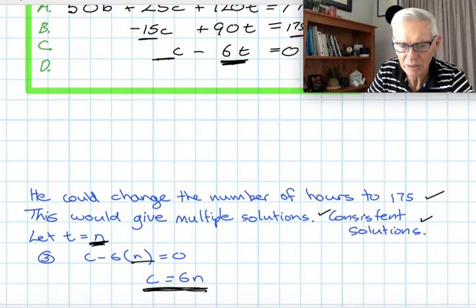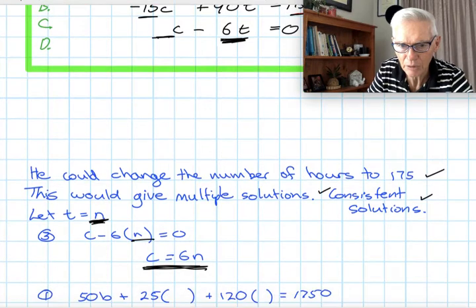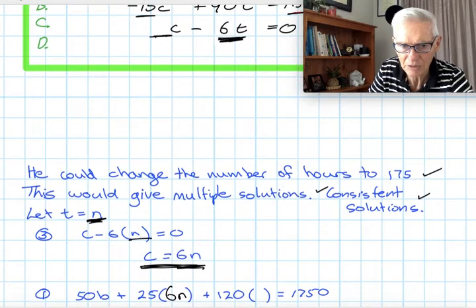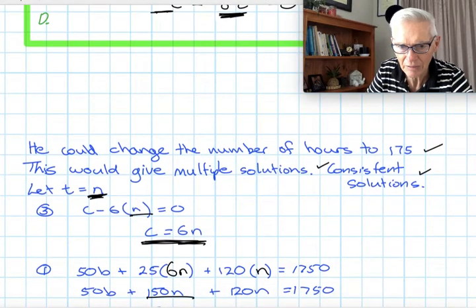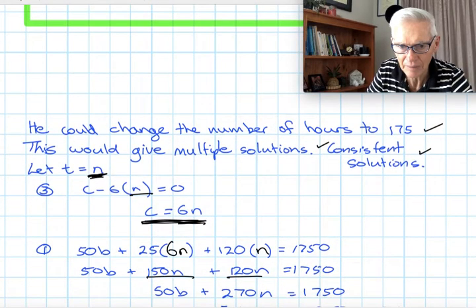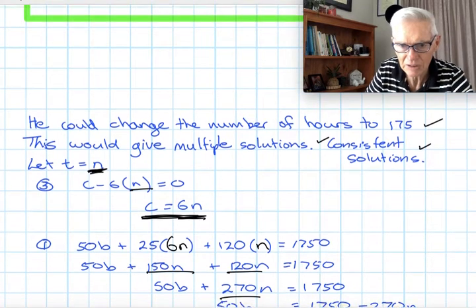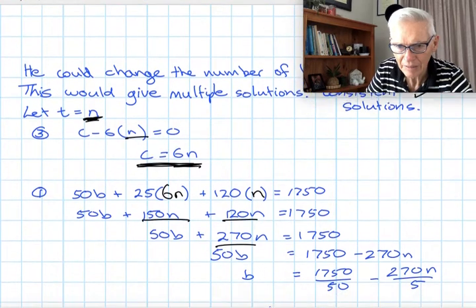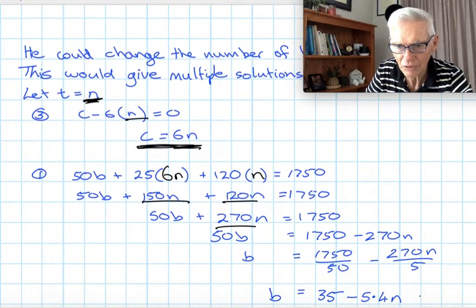Then we're going to use equation 1 and find out in terms of n what the number of bookshelves is. So we've got 50 bookshelves and 25 chairs. Now c chairs is not c anymore, but it's 6n because they're equal. And 120 tables, and tables is not t anymore, it is n. So just to expand that out, that's 150n, that comes to 270n. Subtract the 270n to the other side. Divide everything by 50. And we get the number of bookshelves is 35 minus 5.4n.